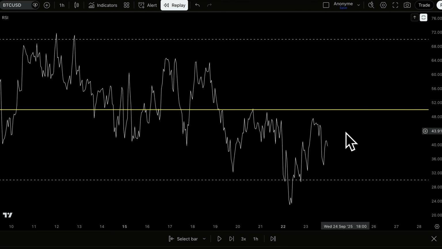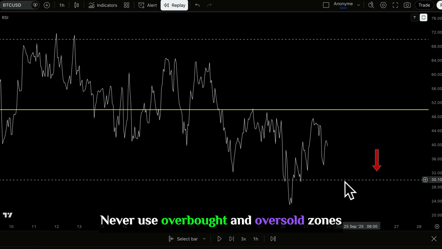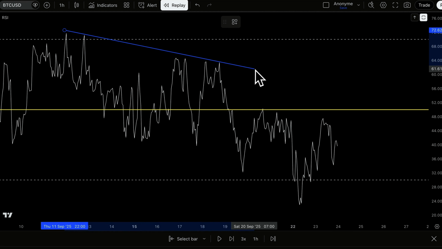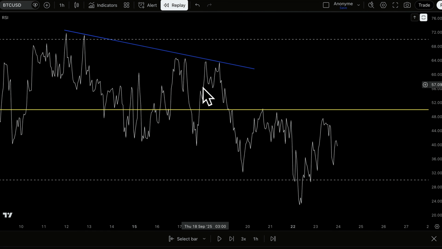First, a really important rule for the RSI. I never use the overbought and oversold zones. I'm only going to focus on the yellow line, which is the 50% RSI line. And I'll also be looking at the divergences that the RSI can show on its chart.